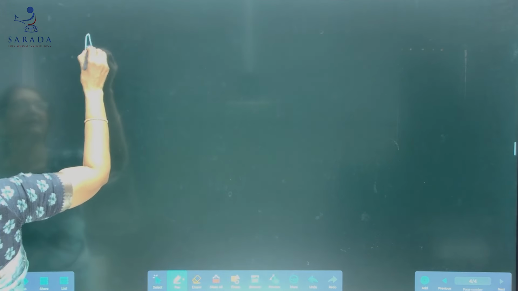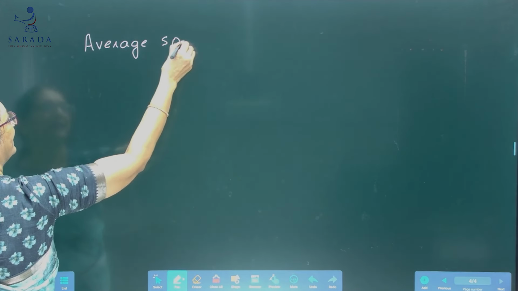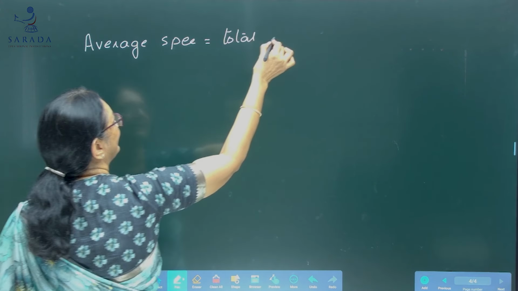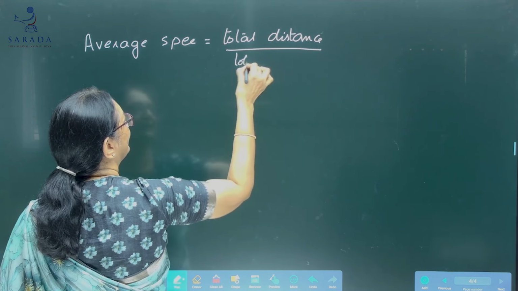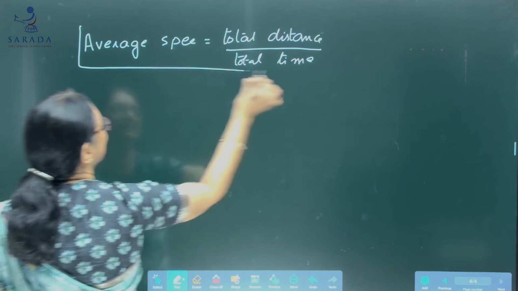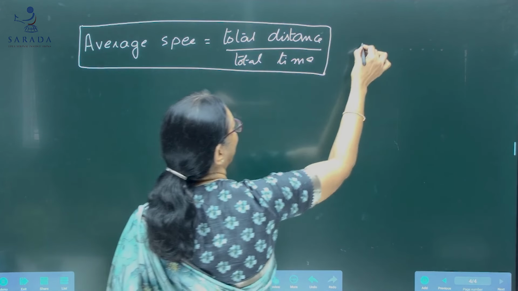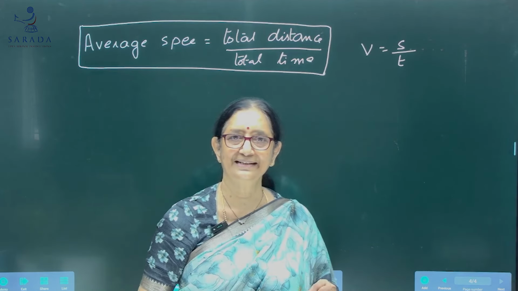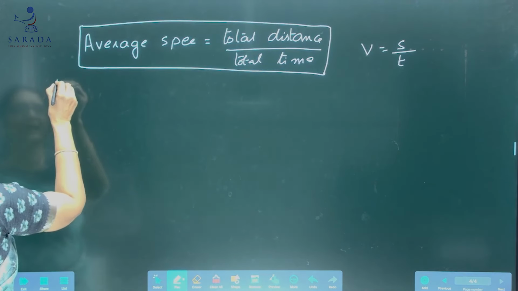Look here. Average speed. Average speed is equal to total distance by total time. This is the concept. If you have this in your mind, you must be able to do any problem. So we just write it as V is equal to S by T, where V is the speed, S is the distance, T is the time. Now, the first model I am telling.